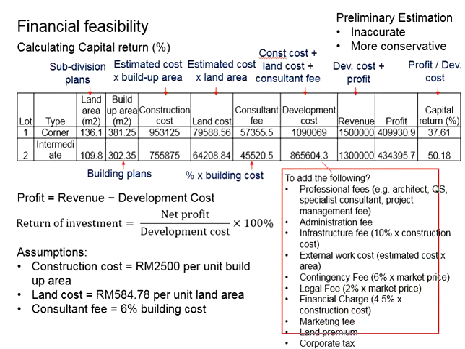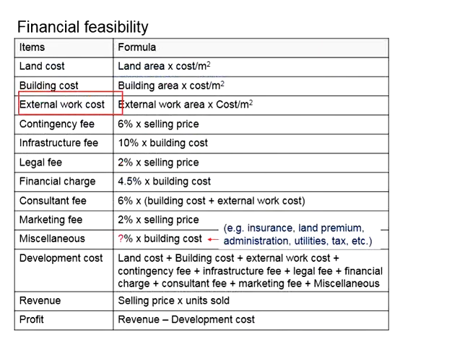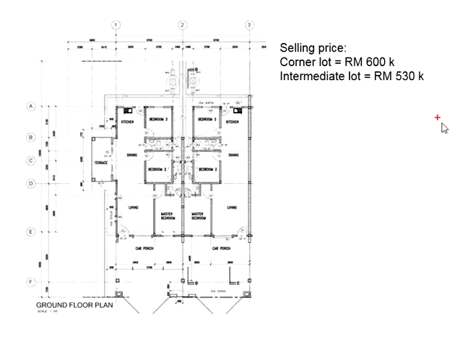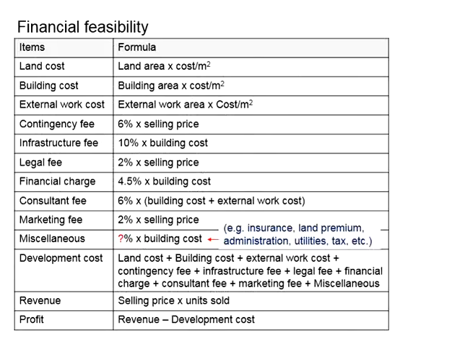Depending on the degree of refineness that you would like to go for your preliminary estimations, you can consider the external work costs, which if you have historical data, you can easily compute the cost per unit areas. But if you do not have any historical data, you can take the selling price of a unit divided by total building areas, and this method will be inclusive of all the land cost, building cost, as well as the external work cost.